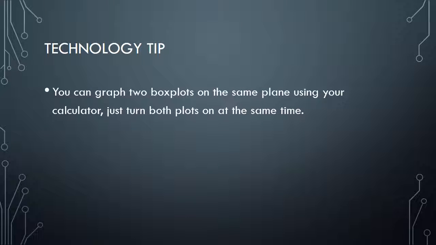You can graph two box plots on the same plane using your calculator. You just need to turn on two different plots at the same time. Since you'll have two different data lists, one would need to be list 1, the other would need to be list 2. You just need to make sure you've got all that fixed up in the plots when you turn them on.